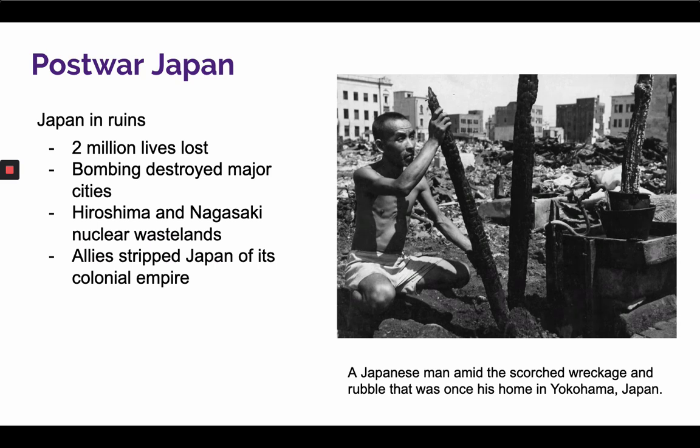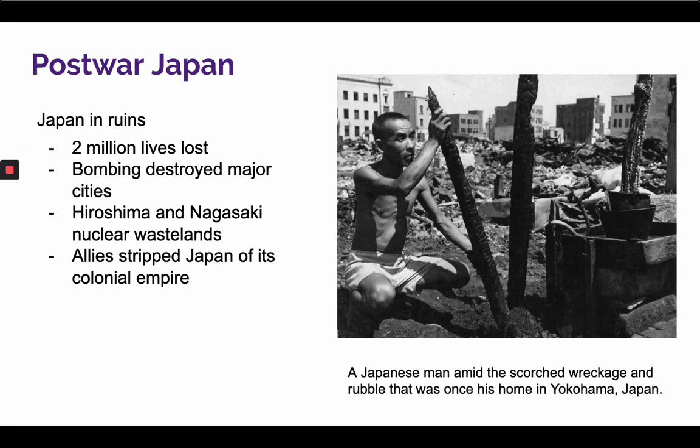So 2 million lives were lost from Japan in World War II, and the country's major cities also faced destruction, including their capital, Tokyo, which had been destroyed by bombing raids that took place during World War II. And then, like I mentioned, the 2 cities that were basically nuclear wastelands as a result of the atomic bombs being dropped by the United States, Hiroshima and Nagasaki, had basically been laid to waste. I mean, they were completely destroyed, basically, because of the atomic bombs.